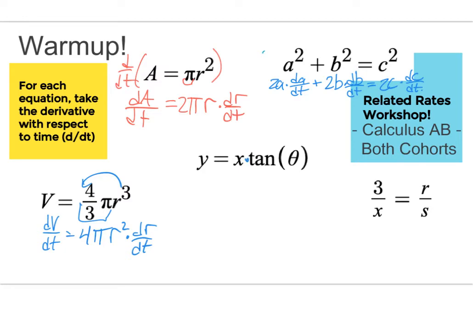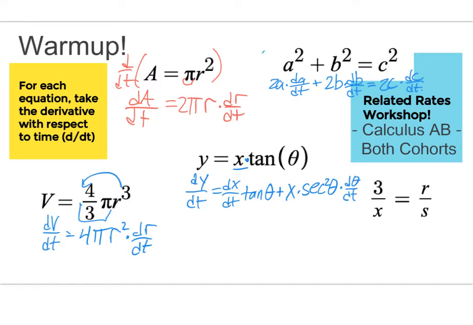All right, here we've got a product rule. On the other side, we've got dy dt, and the derivative of x is going to be dx dt, tangent of theta. And then we've got to do x times the derivative of tangent of theta, which is going to be secant squared of theta. And then we've got to multiply that by d theta dt because of the chain rule.